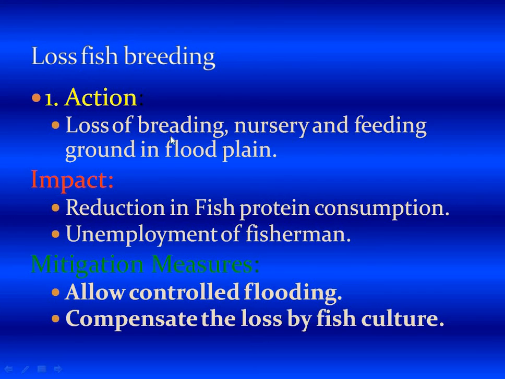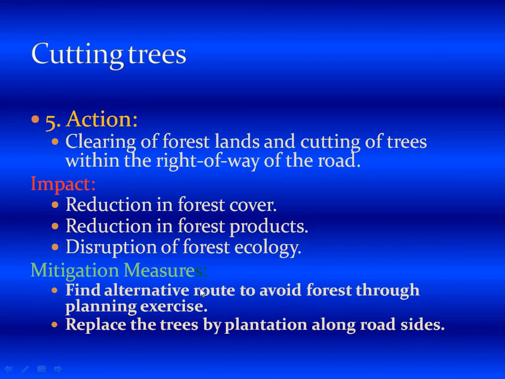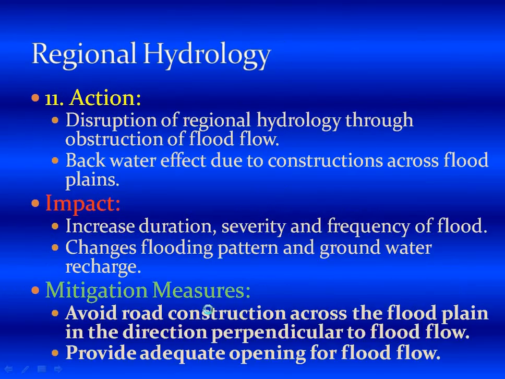There is loss of fish breeding, loss of breeding, nursery and feeding grounds, and these are the problems. The impact is a reduction in fish protein consumption and unemployment of the fishers. Now mitigation allows controlled flooding and compensates for the loss through culture. You can see that this is interesting. You can go through the different mitigation measures. Cutting trees, what is the mitigation for that? Nuisance plants, all these aspects are discussed. You can go through this.